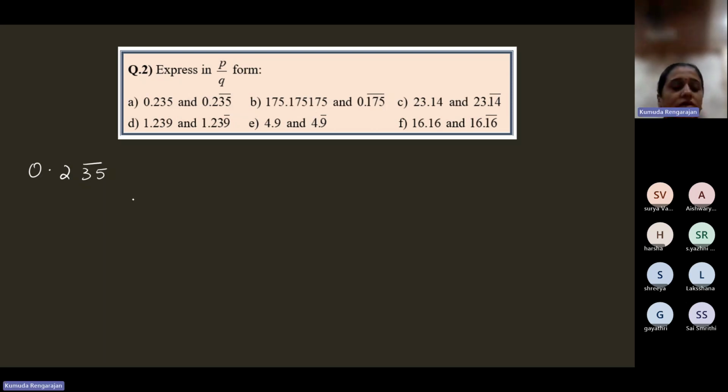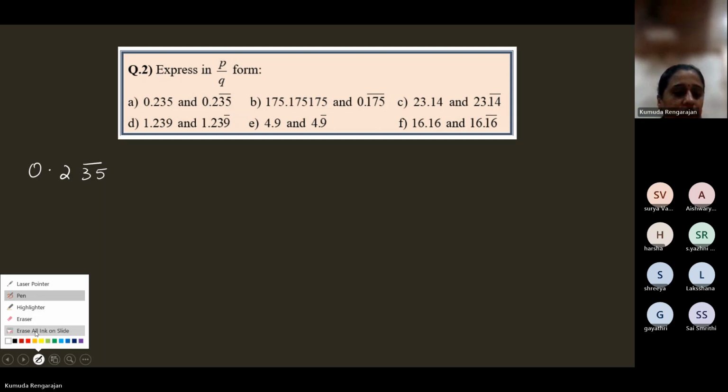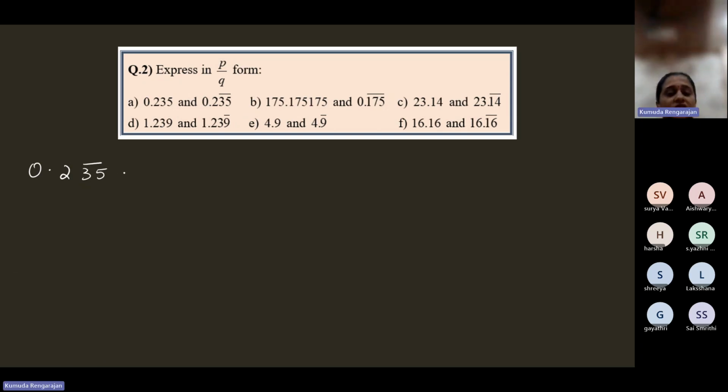Yeah, the first step is, now what is 0.235 recurring equal to? This means 0.23535, because the bar is placed only on top of the digits 3 and 5, right? So 35, 0.235353535, going on forever. This is the meaning. 35 repeats endlessly.